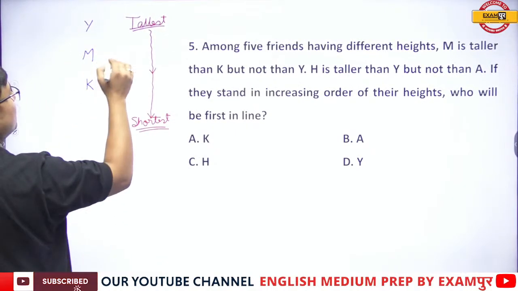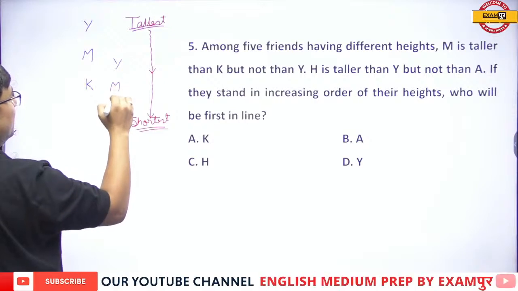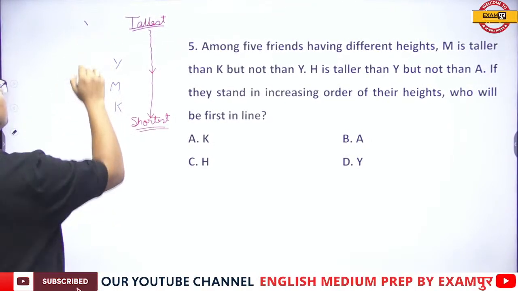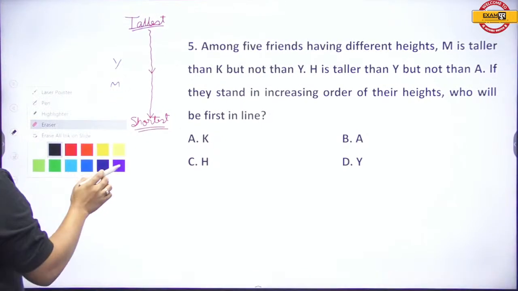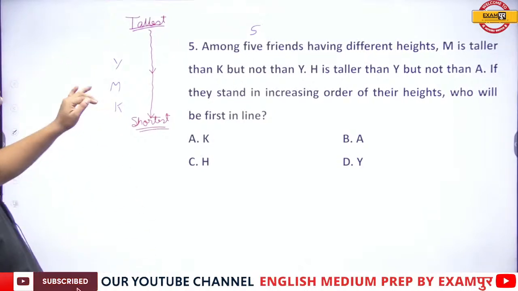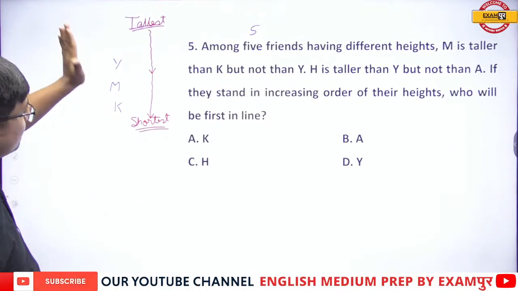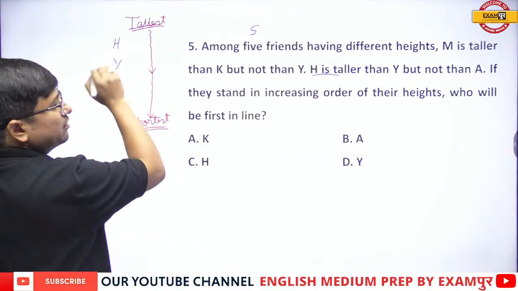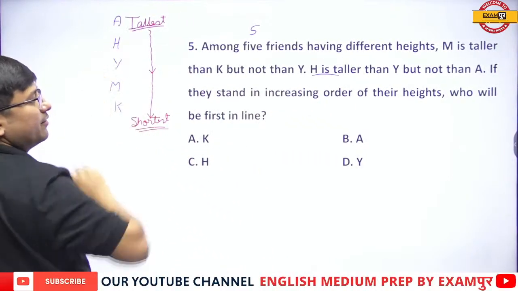See, let me draw this over here. Y, M, K. The same thing I have drawn over here. Now, let me just read it again. Among five friends having different heights, M is taller than K, but not than Y, meaning shorter than Y. H is taller than Y, but not than A, meaning shorter than A.